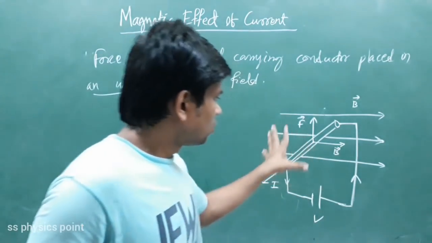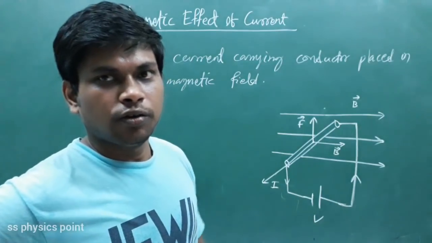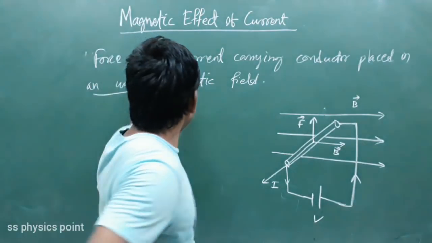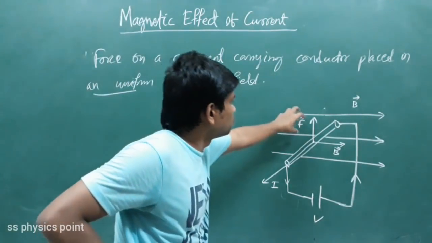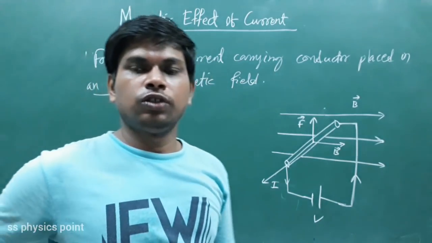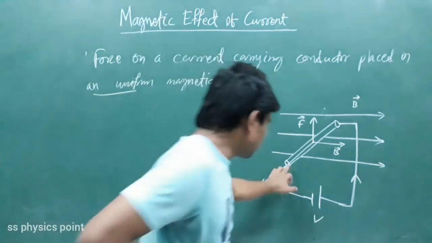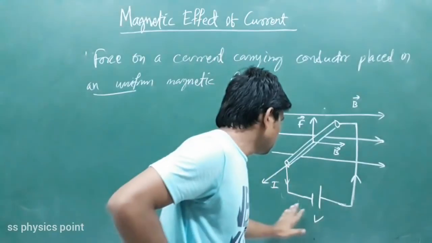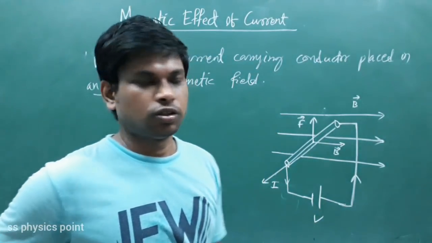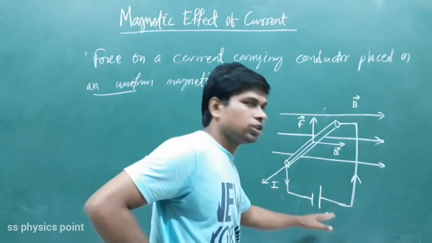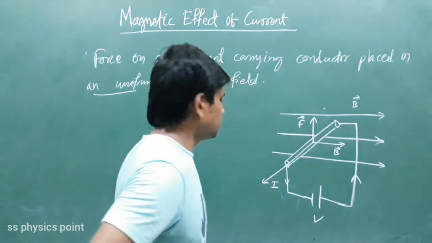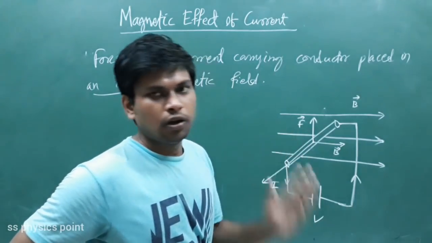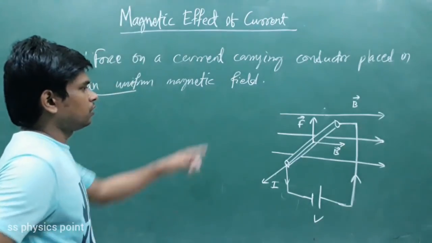So you are keeping that conductor in a uniform magnetic field. So the force is in the upward direction. In this we need to find the magnitude of this force. What is the expression of the force? You can draw this voltage, or if you are confused, no need to draw it. I have drawn this just to show that the current is flowing outward to the plane of paper. So you need to find the magnitude of force.